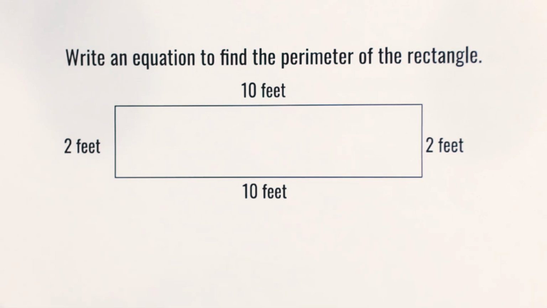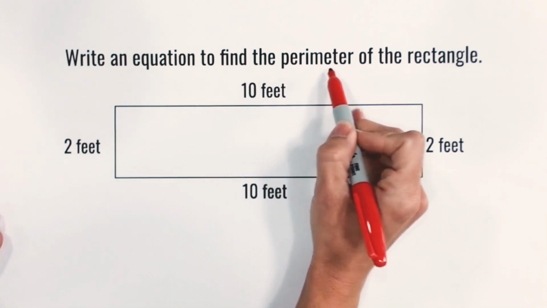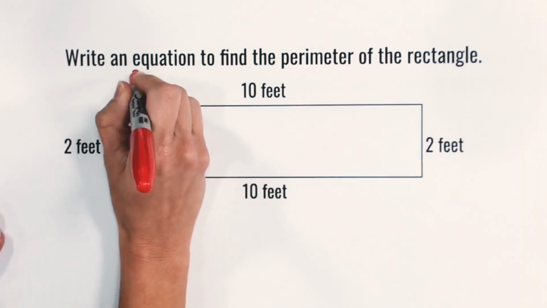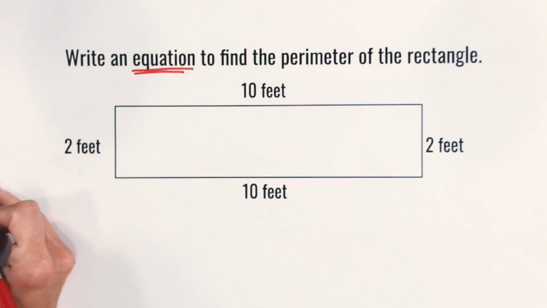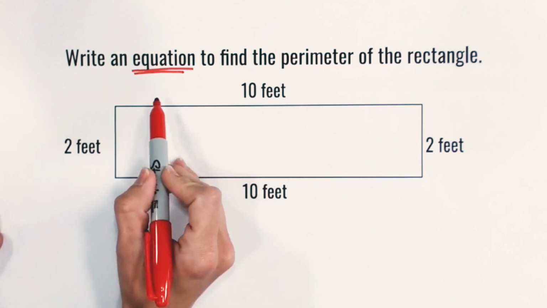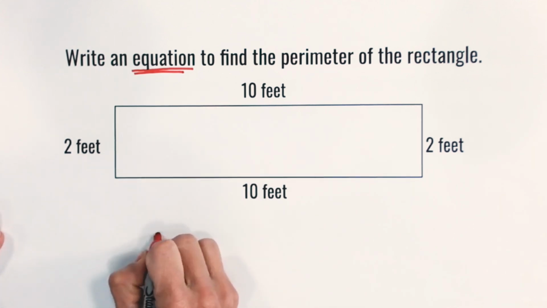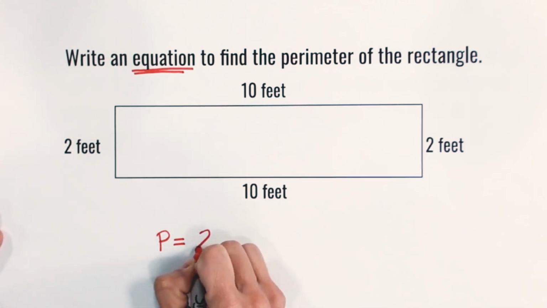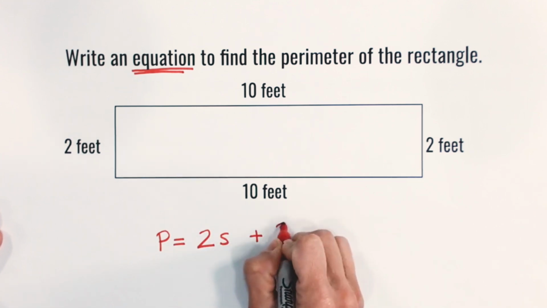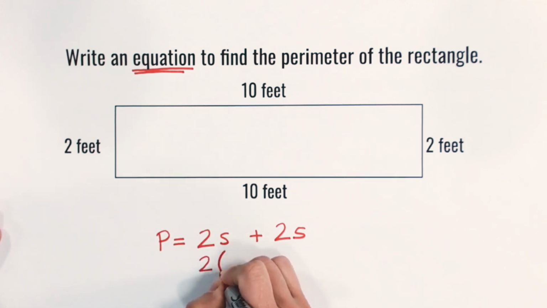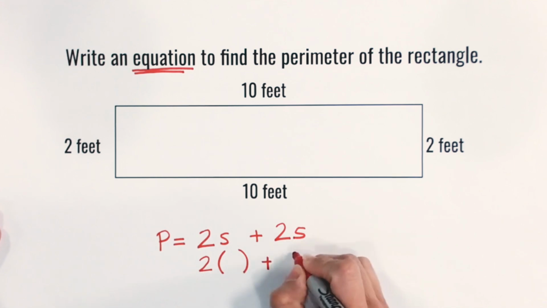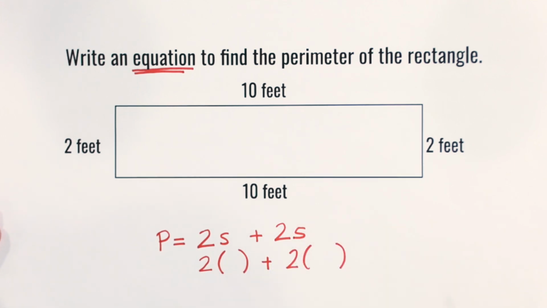In this first example, it says, write an equation to find the perimeter of the rectangle. So we should be able to find that equation already because we've done that in a previous lesson. That equation is the formula: perimeter equals 2 side plus 2 side. When we see this side, that means multiplication because it's right next to the number. So students will want to write 2 times something plus 2 times something.